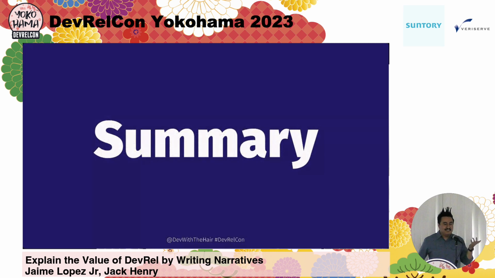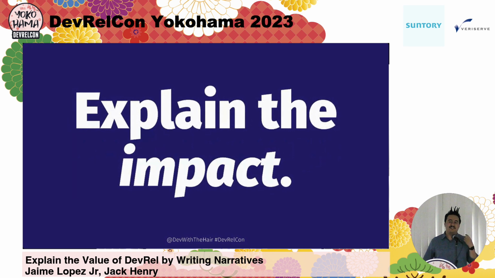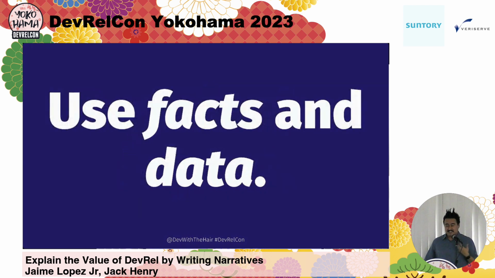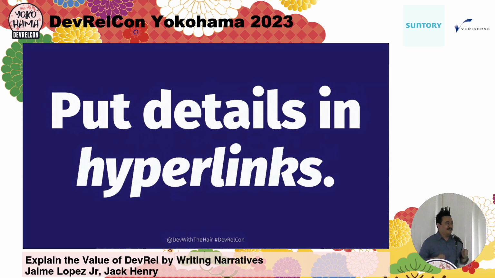So in summary, if you take nothing else out of this, how are you going to write your narratives to do a better job of explaining the value of DevRel? You're going to tell a story so that people understand the context and the background of how this works. You're going to explain the impact, so it's not just what you did, it's why you did it and why it matters. You'll use facts and data to prove that what you said is actually true in some verifiable, quantifiable way. You'll be concise. Nobody wants to spend 20 minutes reading your blog post. And for those executives who do care about one particular topic, or actually do care about every little detail because they're very hands-on, put your details in the hyperlinks.